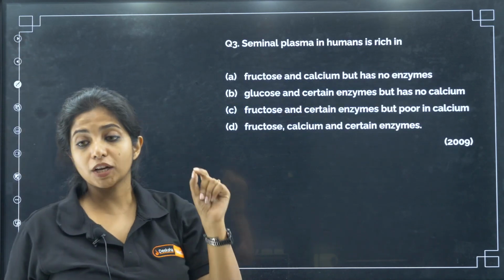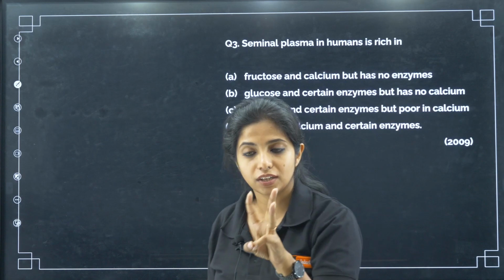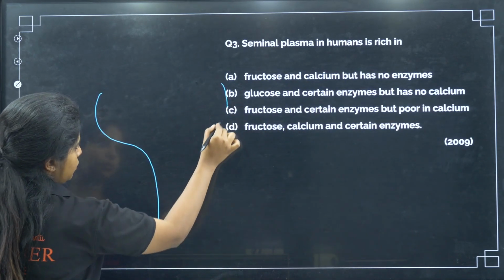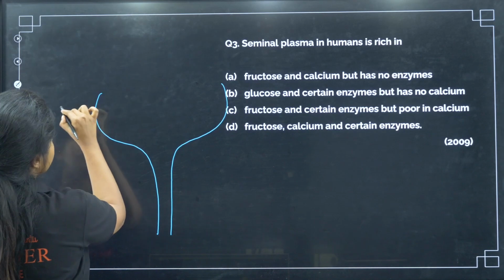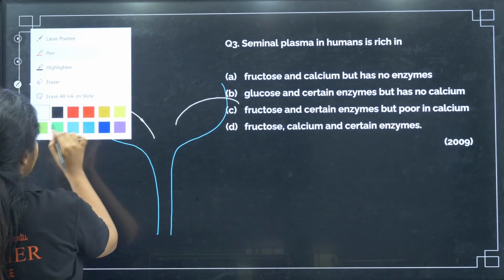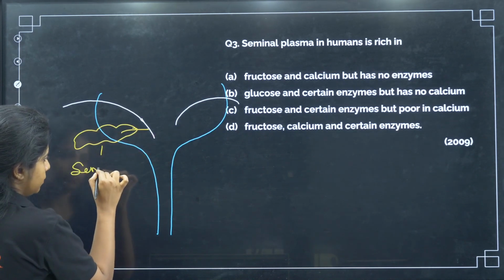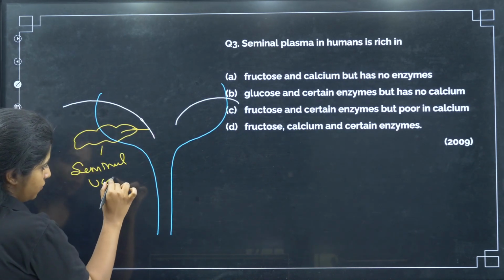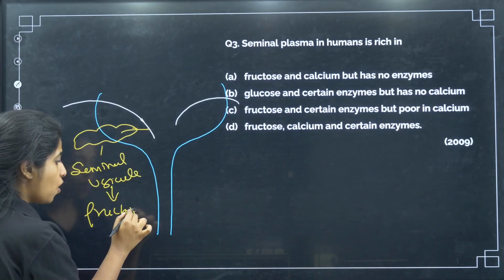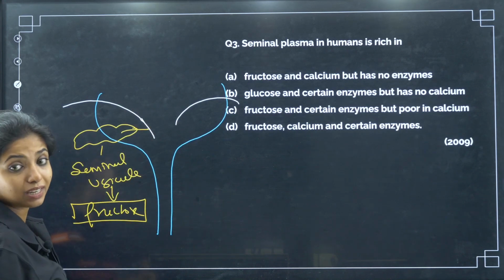Next, seminal plasma in humans is rich in. What is seminal plasma? Ma'am, there are three secretions. One, as I told you, suppose this is the urinary bladder. You got the vas deferens from here, both sides, right? And then there is the seminal vesicle. Seminal vesicle gives fructose. Fructose is sugar. It provides fructose to the sperm which are coming because they need energy.